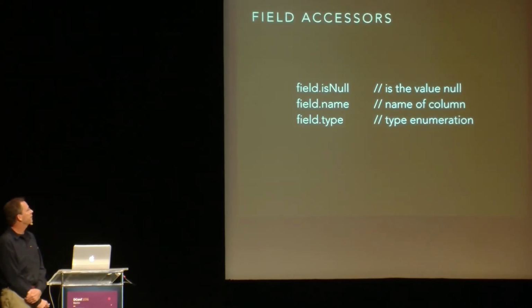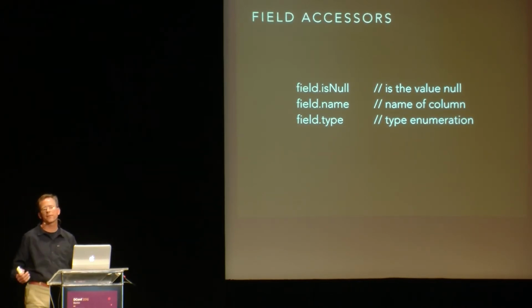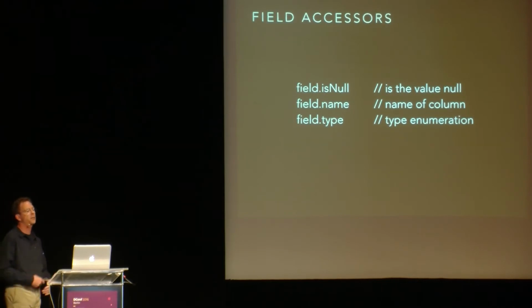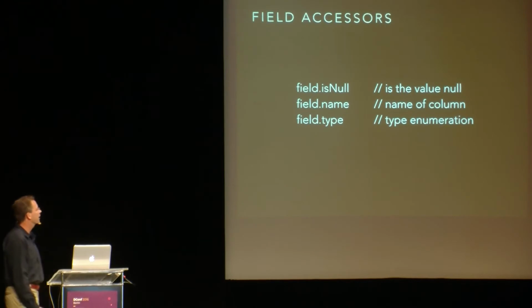Field accessor: you can say field is null, field.name, field.type. Now these name and type are overlapping with the column structure, but just out of convenience, if you're holding a field object, you may want to have some metadata attributes that come from the column type.